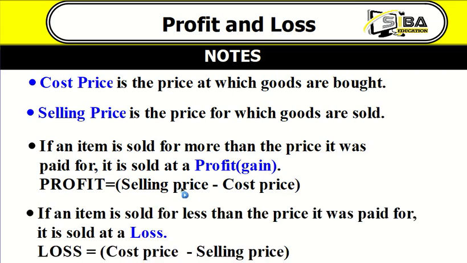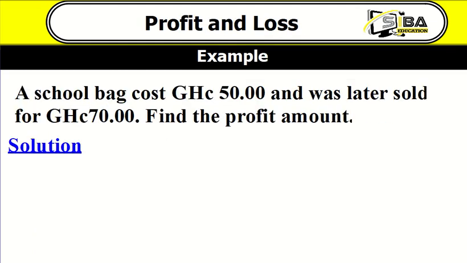Again, if you sold an item for less than the price at which you paid for it, then you sold it at a loss. You bought a candy at 5 cedis, you came back, you sold it at 3 cedis. Remember, you've made a loss. That's the original price, 5 cedis, and now you are selling it at 3 cedis. You've made 2 cedis loss. So loss is equal to cost price minus selling price.